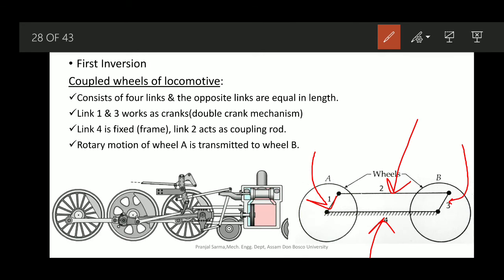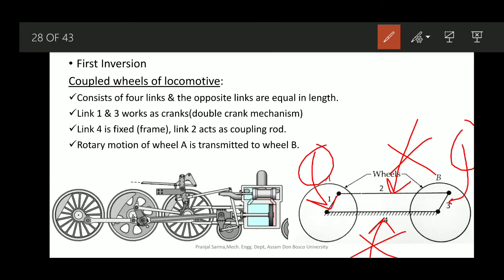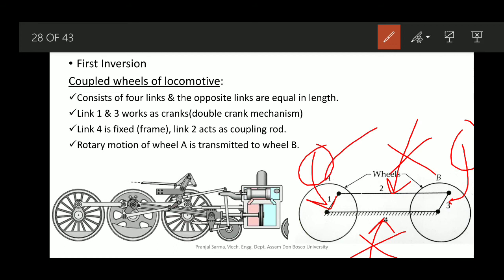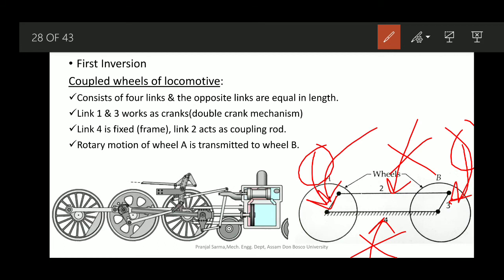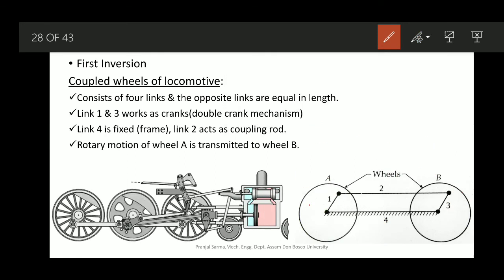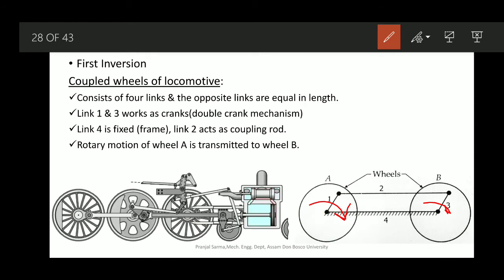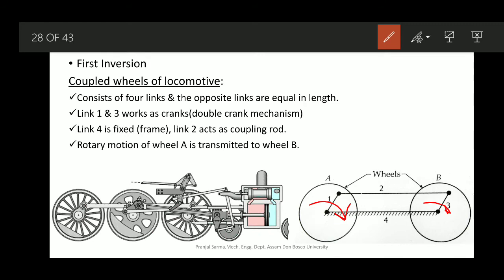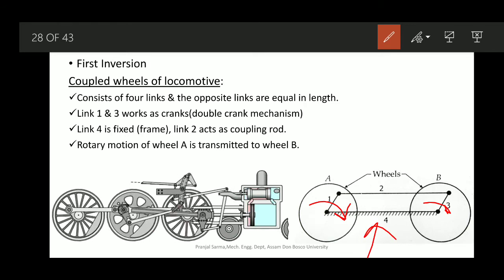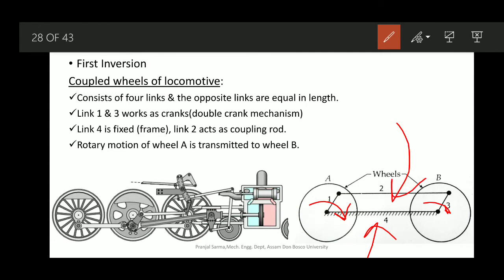That means link 1 and link 3, similarly link 2 and link 4, are of the same length. This link 1 and this link 3 work as cranks. Crank means they can have this kind of rotational motion. And as there are 2 cranks, it is a double crank mechanism. Similarly, this link number 4 is fixed, and this link acts as the coupling rod.